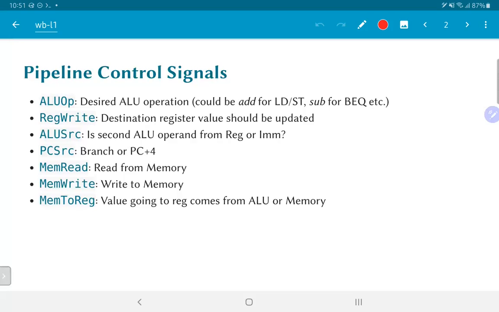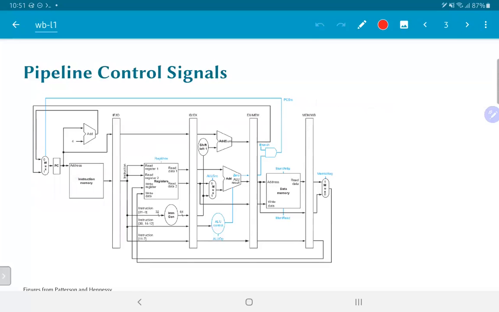Now, with this set of seven signals, we can actually implement all the functionality that we have been discussing so far for the basic RISC-V architecture. Let's see how this can be implemented in the hardware for the architecture itself. The diagram over here, all figures here are taken from the textbook by Patterson and Hennessy, shows what the pipeline data path would look like.